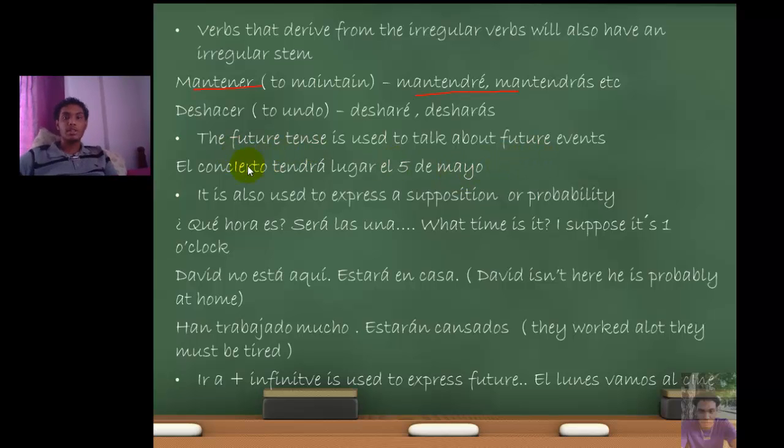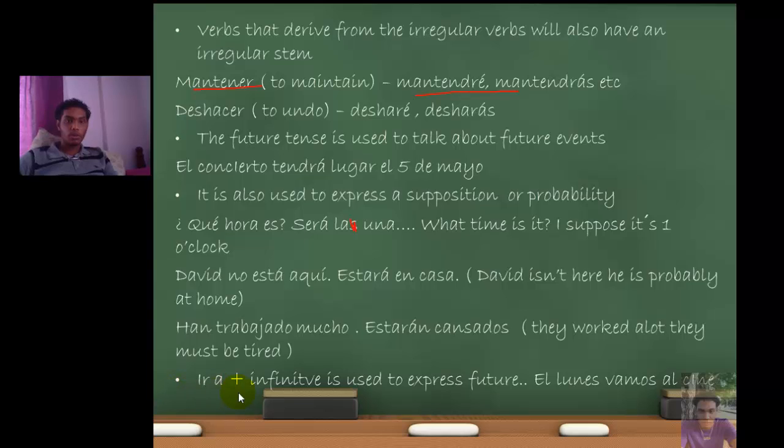The future tense is used to talk about future events, right? So something will take place, tendrá lugar, right? If there's a supposition or probability, right? What time is it? I suppose it's 1 o'clock. Será la una. You can just scratch that off. Right? If this is a probability here, if I'm asking where is David, right? David no está aquí, estará en casa. He isn't here, he's probably at home, right?